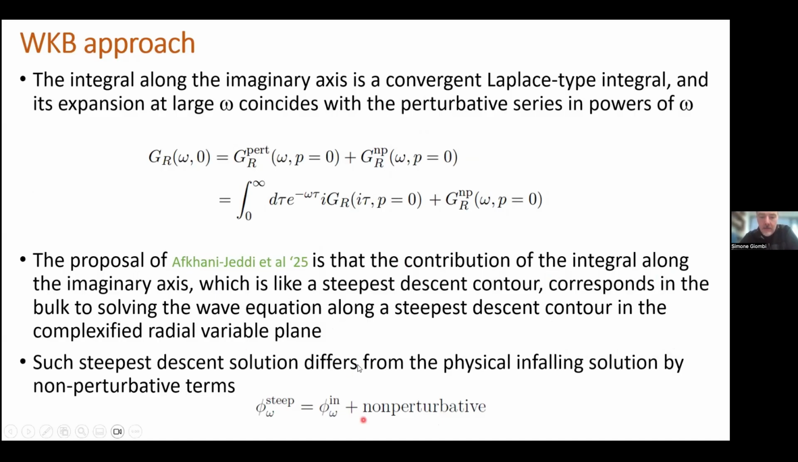And then, by construction, this steepest descent solution of the wave equation will differ from the actual physical solution we're interested in by non-perturbative corrections. So essentially, this physical infalling solution is the one that computes the whole thing. The steepest descent solution is the one that computes just this perturbative part. And through a series of clever arguments, they find a way to compute the steepest descent solution and then indirectly infer what the physical infalling solution is.